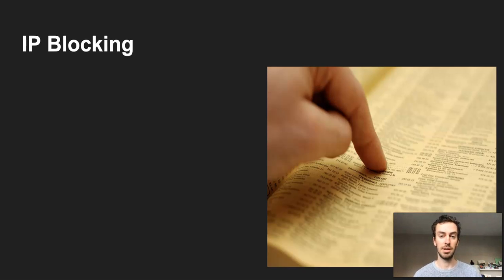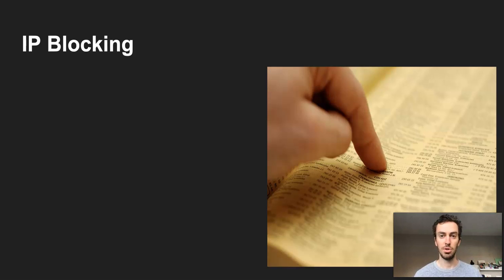So for IP blocking, when we're trying to connect to a specific site, we usually think that we're using the URL address. In actuality, what we're sending is a request to access a certain IP address. However, these numbers are very hard to memorize. So instead, what we use is something called a domain name service. It's much like a phone book.